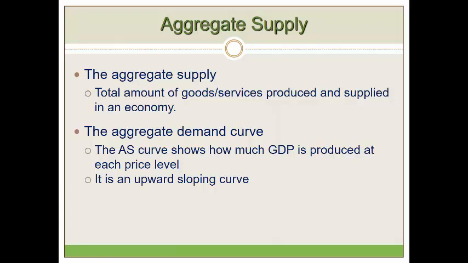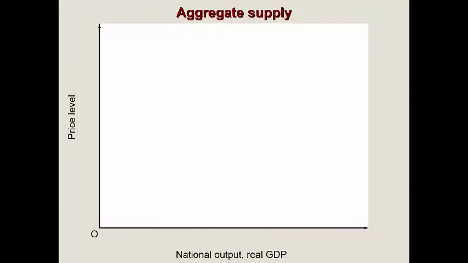Now, unlike the aggregate demand curve, the supply curve is upward sloping. Here it is, and the curve is not different. The whole concept is basically similar to what we learned at the firm level and at the industry level supply curves. If you remember, as the prices rise, firms produce more because high prices imply high profits, and high profitability induces more production.